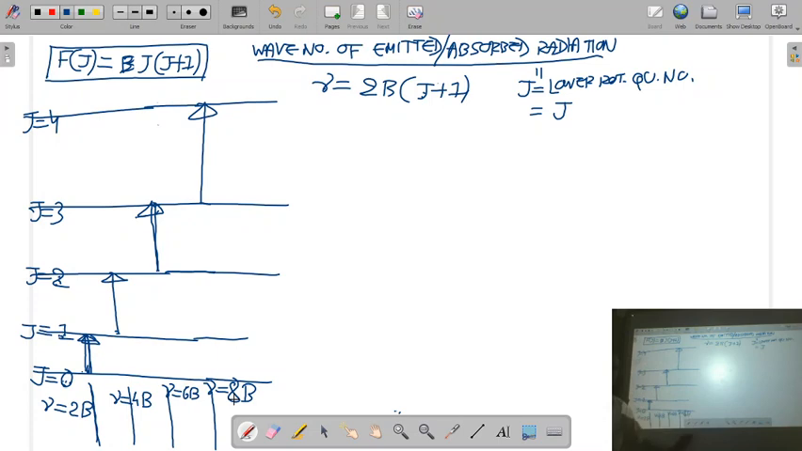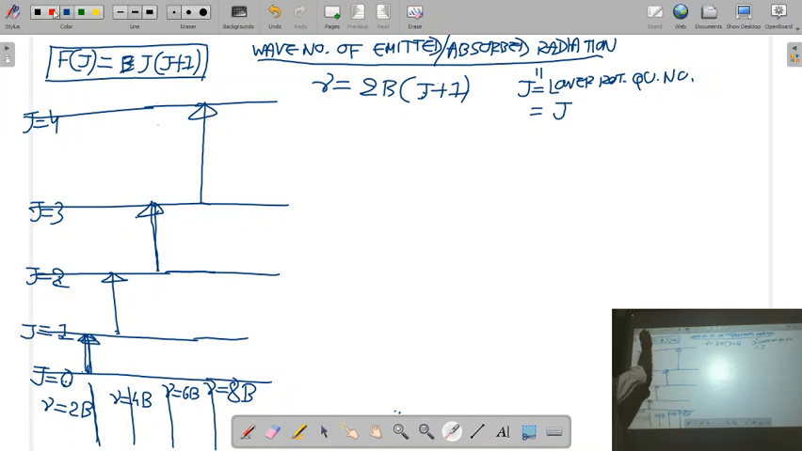So here at the bottom, I have shown the different rotational lines. The first rotational line, wave number is 2b. The wave number of the second rotational line is 4b. The wave number of the third rotational line is 6b, and the fourth rotational line is 8b. This way we get the rotational spectra due to the transition of the molecule between different rotational energy levels.